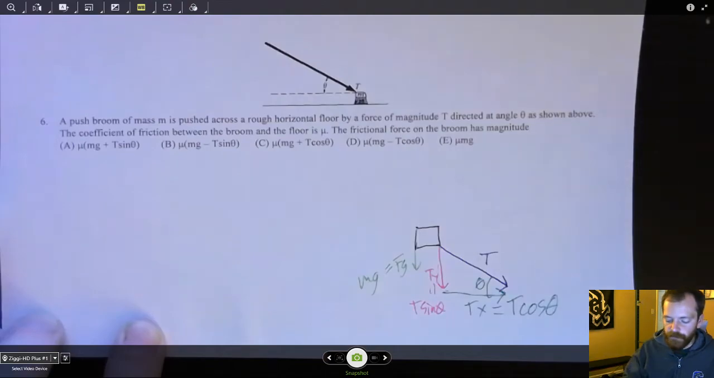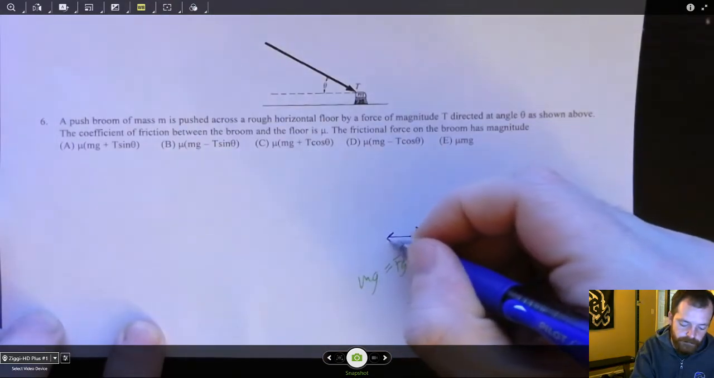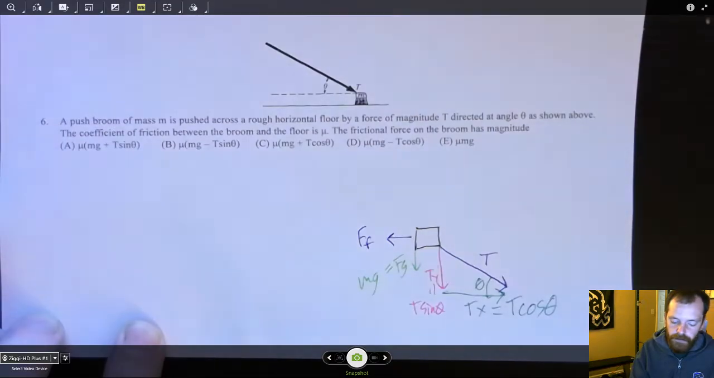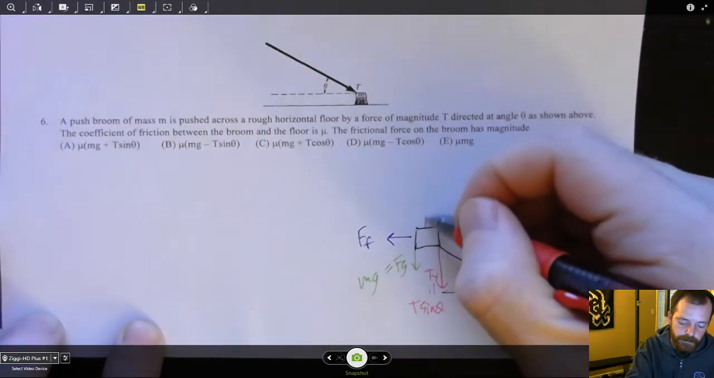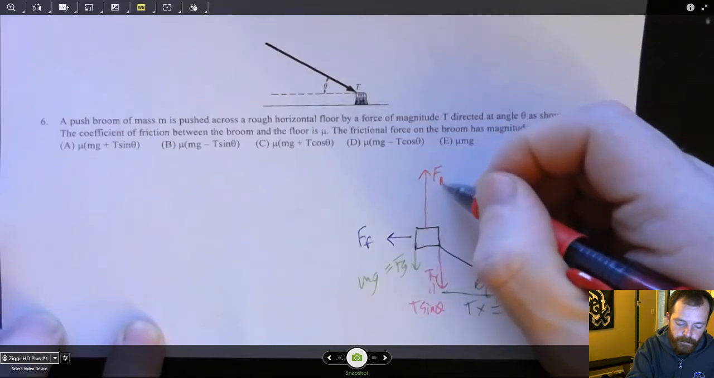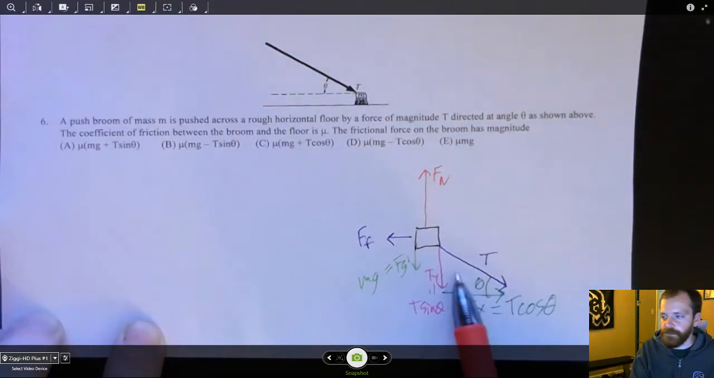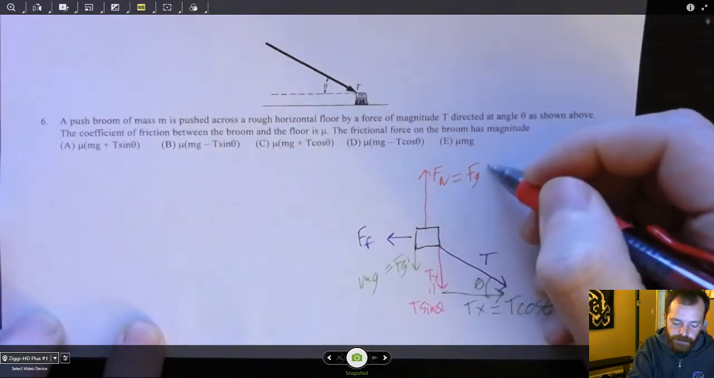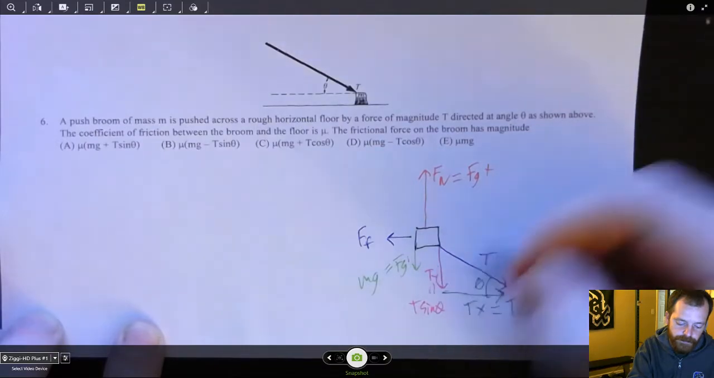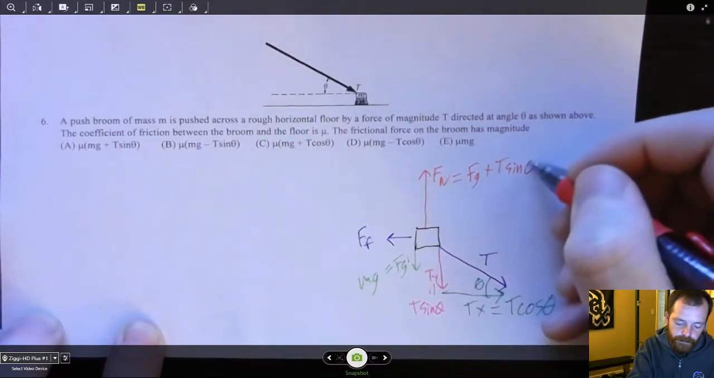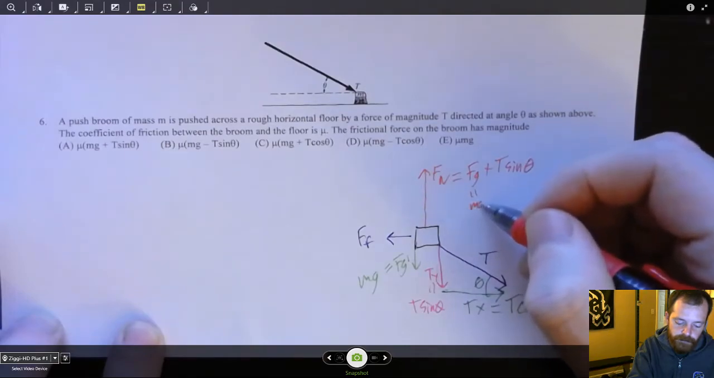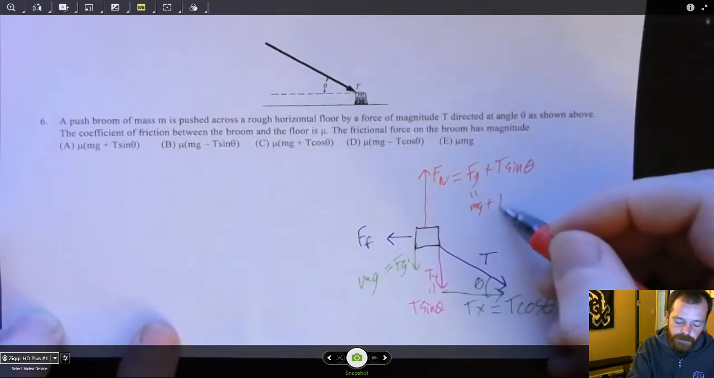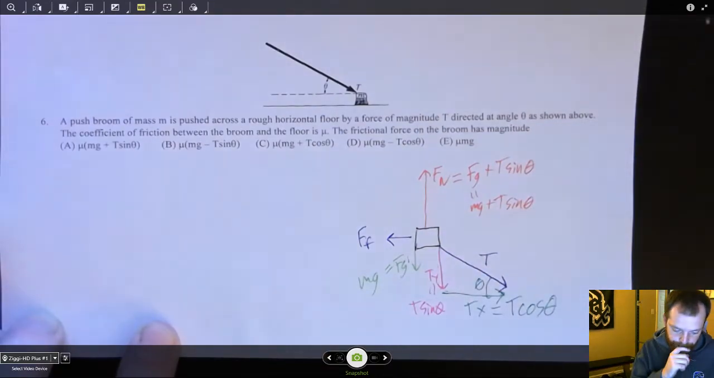It's going to have some sort of frictional force opposing the motion. And it's going to have a normal force pushing upwards. And that's got to be equal to these two forces added together, because the box is not accelerating up or down at all. So we know that the normal force is equal to F sub g plus Ty, which is T sine theta. F sub g we also know is equal to mg, so we could also say that the normal force is equal to mg plus T sine theta.